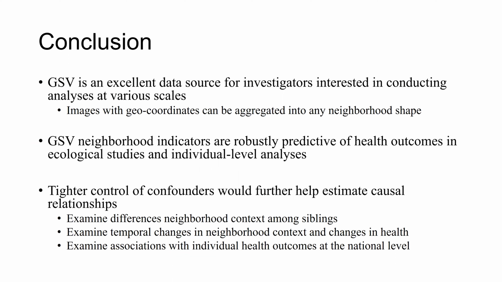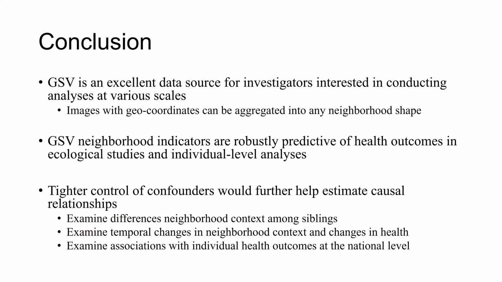So I would say it's a good data source if you're interested in analyzing neighborhood context, and you have the flexibility of aggregating into any neighborhood shape: zip code boundaries, census tract boundaries, your own predefined boundaries. It has that flexibility because each image has a geocoordinate that you can aggregate any way you would like. And we found through various levels of analyses that it's predictive of health outcomes and a wide range of birth outcomes. I would say there's still a lot of work to be done.